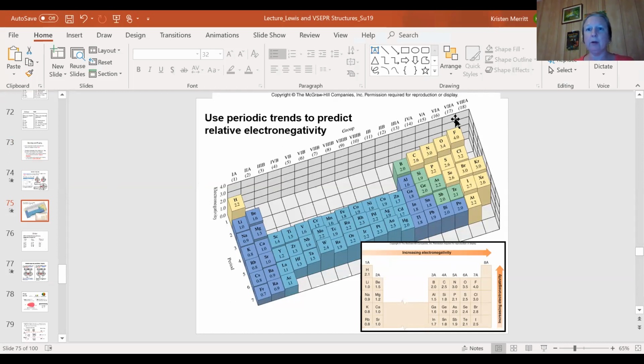Remember, it increases as you go across, and it increases as you go up. Fluorine is the most electronegative. So everything's headed towards fluorine, right? So if you have atoms with different electronegativities bonded, you have an unequal distribution of the electrons in that bond because of this trait. And they are still shared.